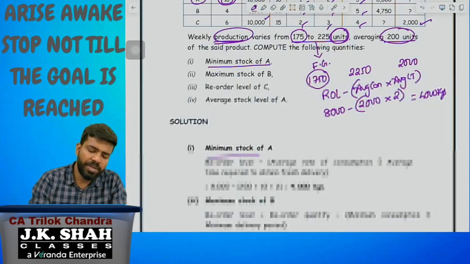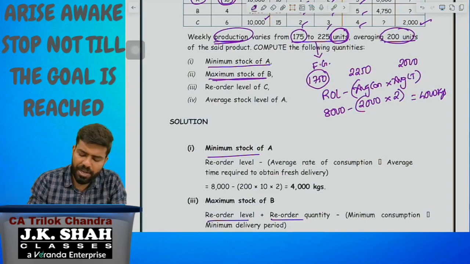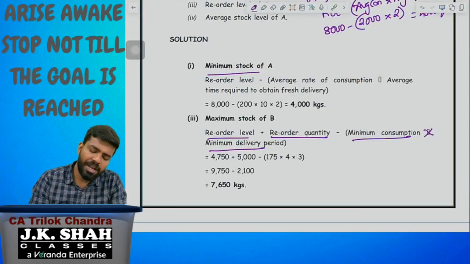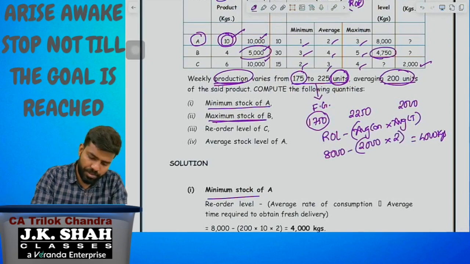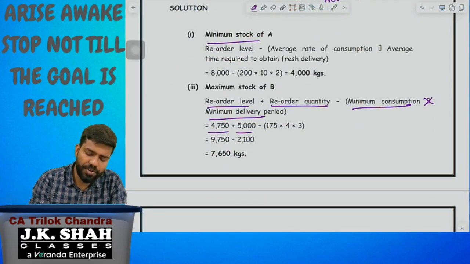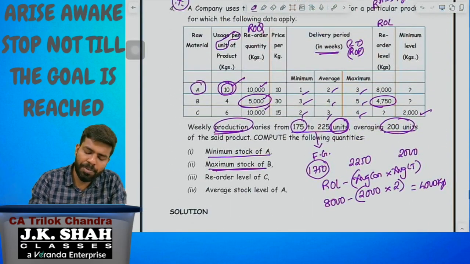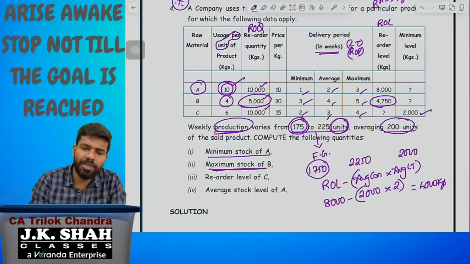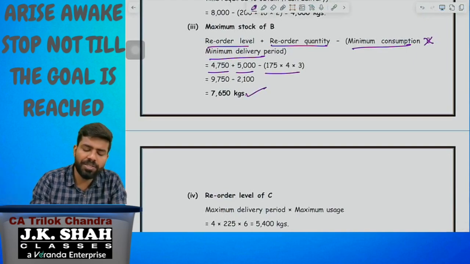Same way, we need to calculate maximum stock of B. What is the formula for maximum stock? Reorder level plus reorder quantity minus minimum consumption into minimum lead time. Reorder level given in the question, how much is that? 4,750. Reorder quantity 5,000. Next, minimum consumption. How to calculate minimum consumption? 175 into 4 kgs. We'll get the minimum consumption into minimum lead time is 3. So 175 into 4 into 3, net amount is 7,650.